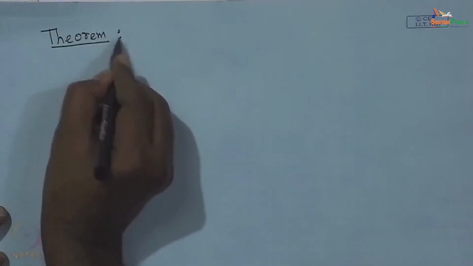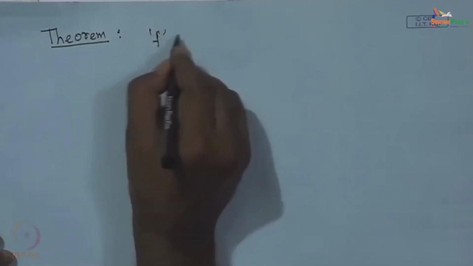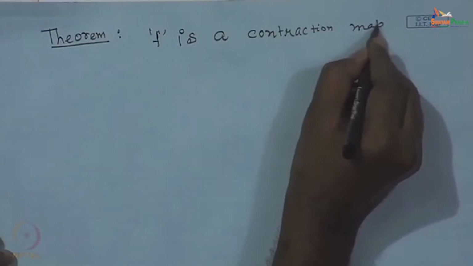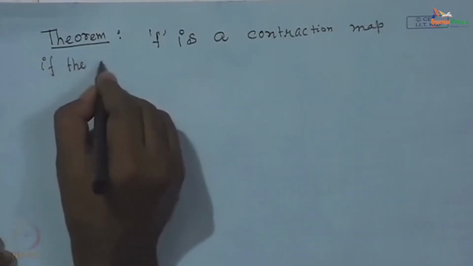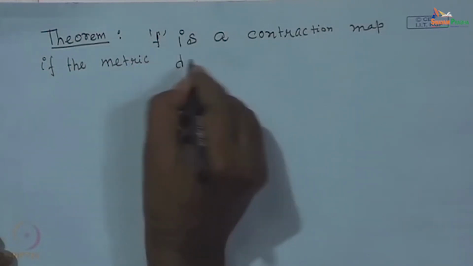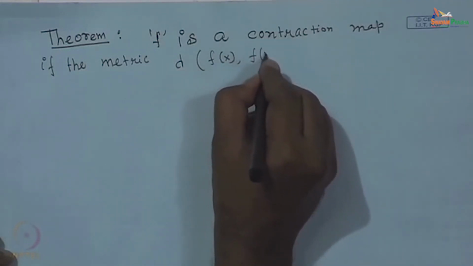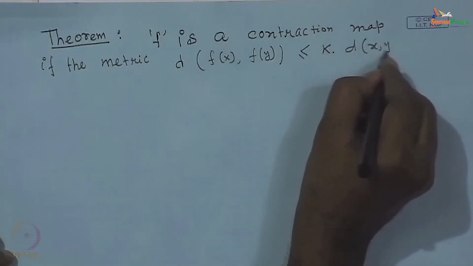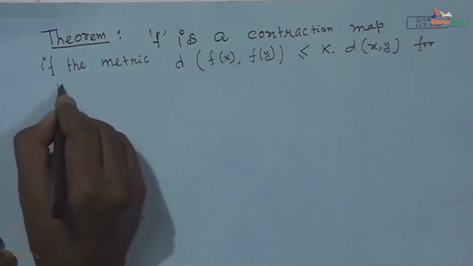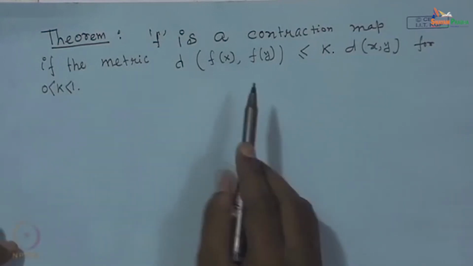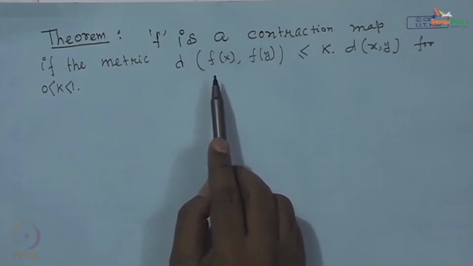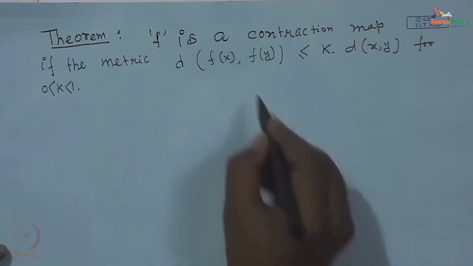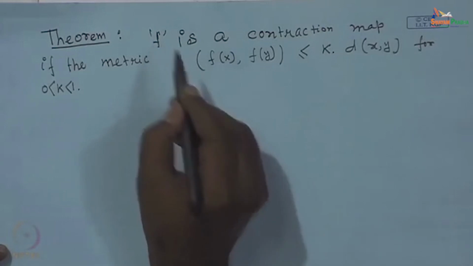So, next we look into the theorem of contraction mapping. The theorem goes like this: F is a contraction map if the metric d of f x and f y is less than k times metric between x and y, for k lying between 0 and 1. So, we should call the map f a contraction map if the metric between f x and f y is less than or equal to k times the metric between x and y, where k is a fraction. If this relationship is obeyed, then this map f is called a contraction map.